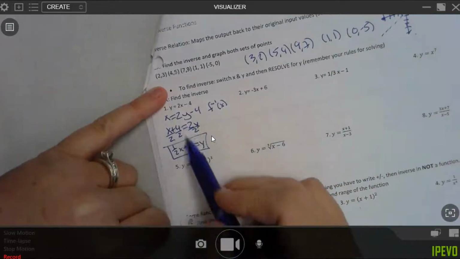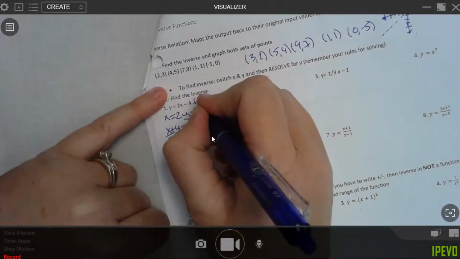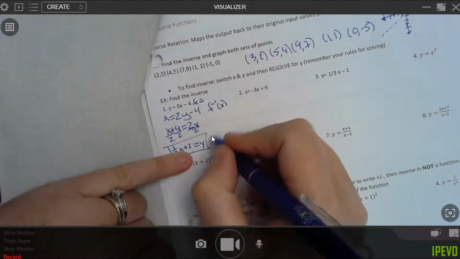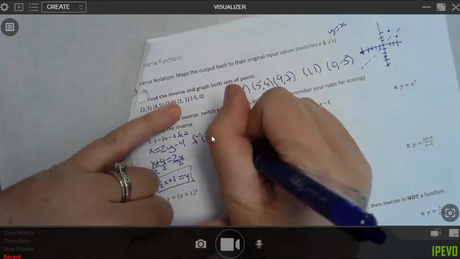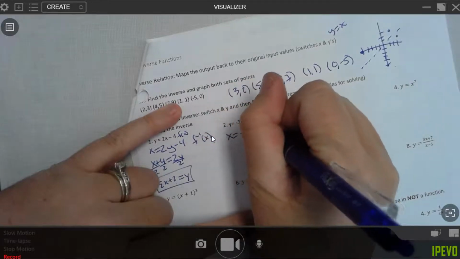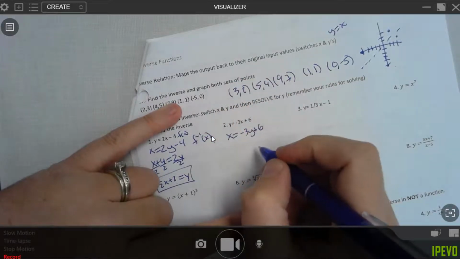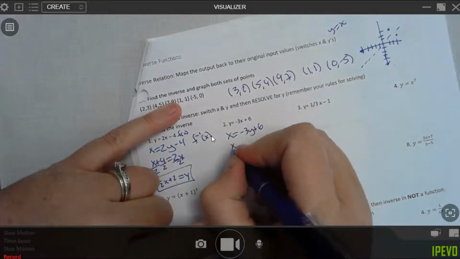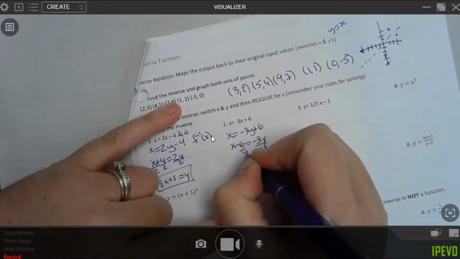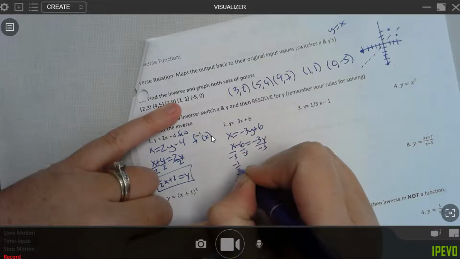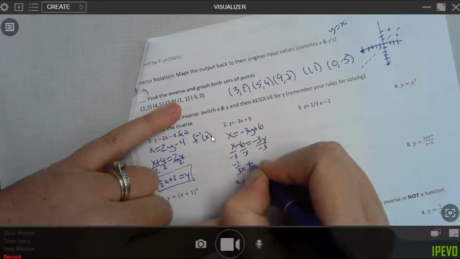So how do you distinguish between the two of them? This would be called f of x, and then the answer is called f inverse of x. So that means inverse when you see it. So switch your x and y, and now resolve it. So you have to subtract 6 from both sides and divide everything by a -3. -6 divided by -3 is a positive number.